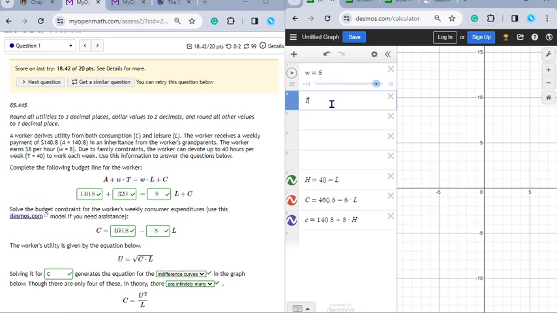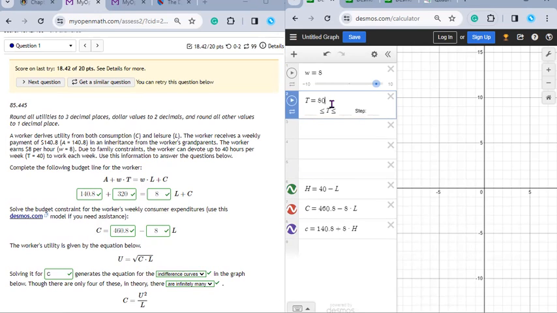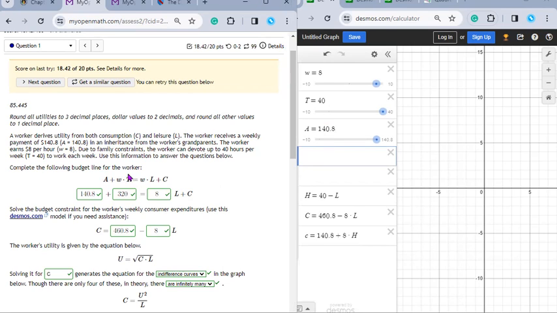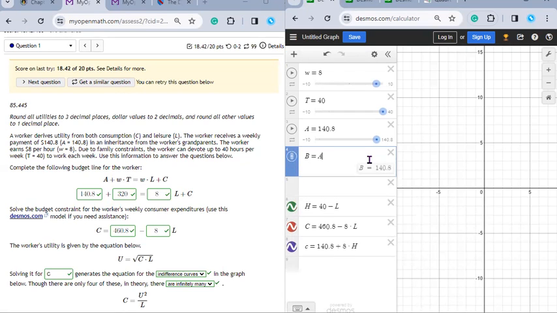And then the time constraint, she can only spend 40 hours a week working or playing. So I'm going to set that equal to 40 hours. And then her allowance from an inheritance in my model is 140.8. And this value here, I'm going to define as B. So B equals A plus W times T, which is 460.8. That's where we got the 460.8 right here, right?